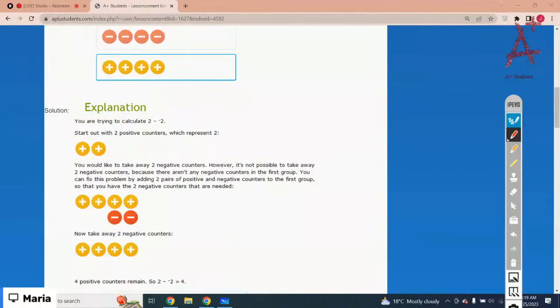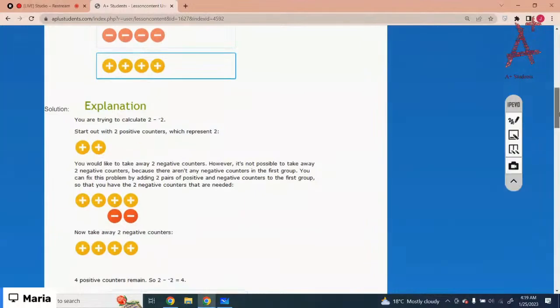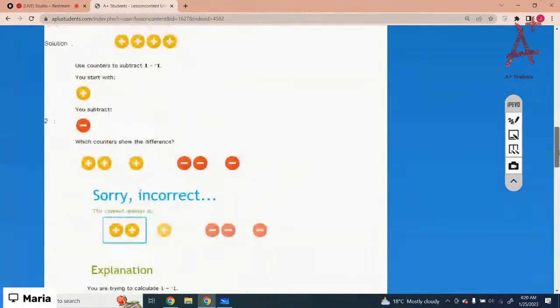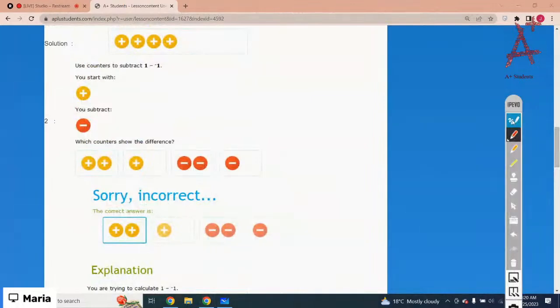Okay, let's just do another example. Okay, the next one is 1 minus minus 1. Let's just do this one. Here you have one positive counter. So you have to take away a negative counter. But here you don't have any negative counter. So you have to add a negative counter here by yourself.